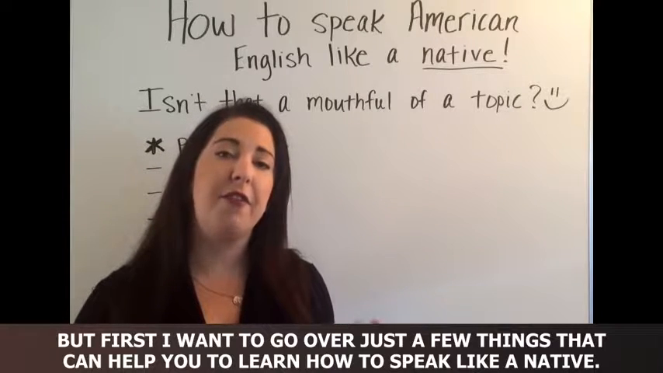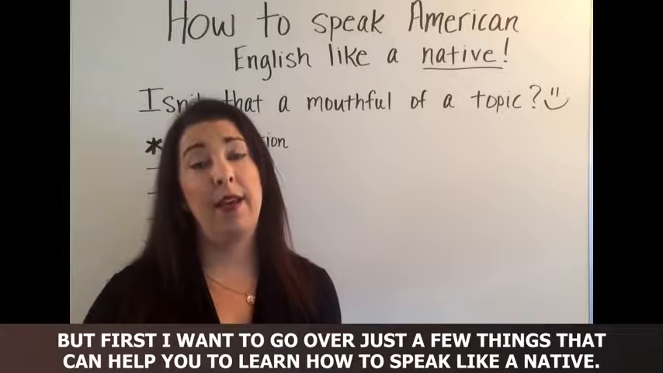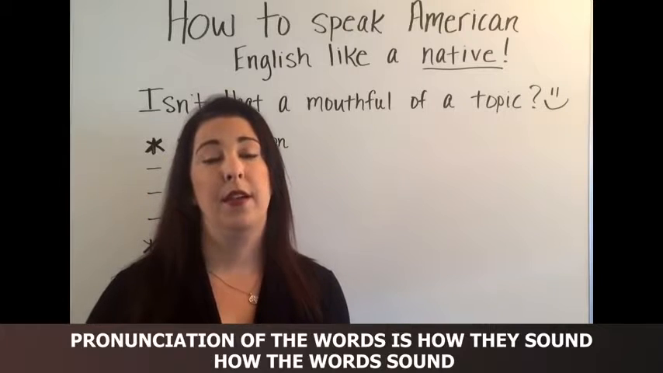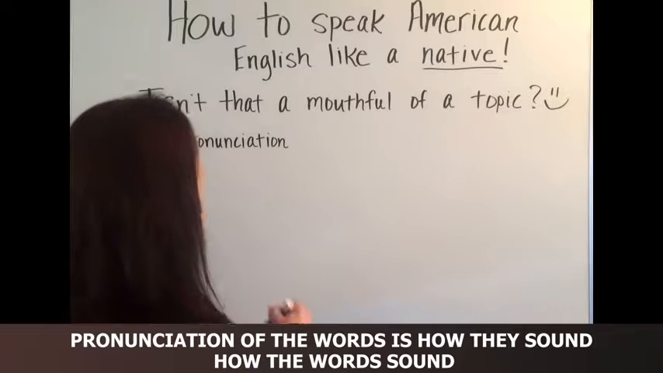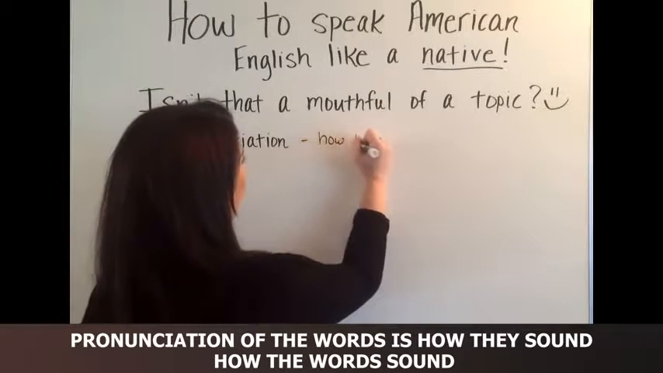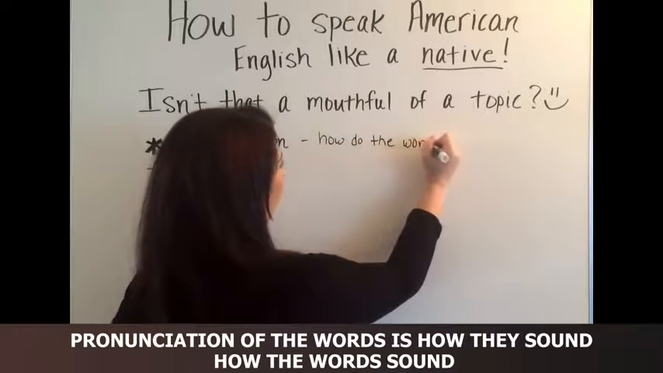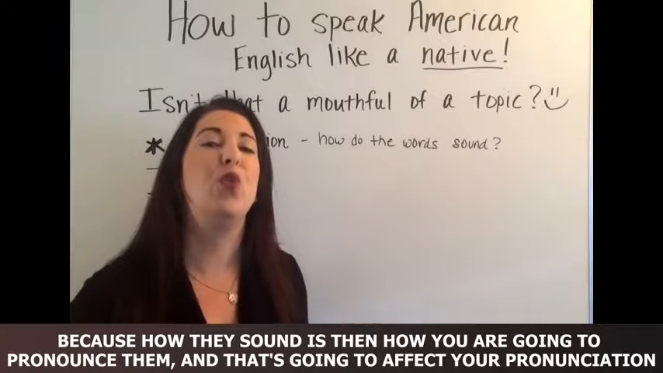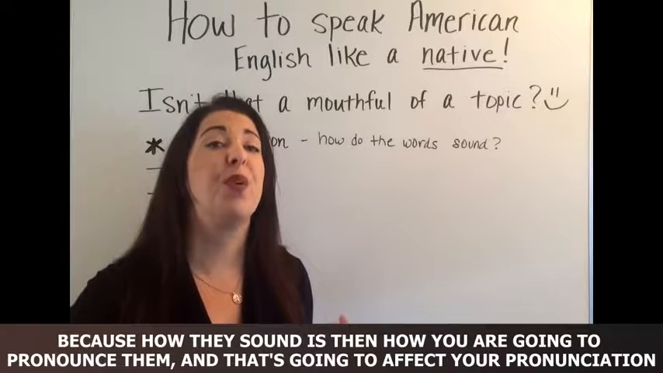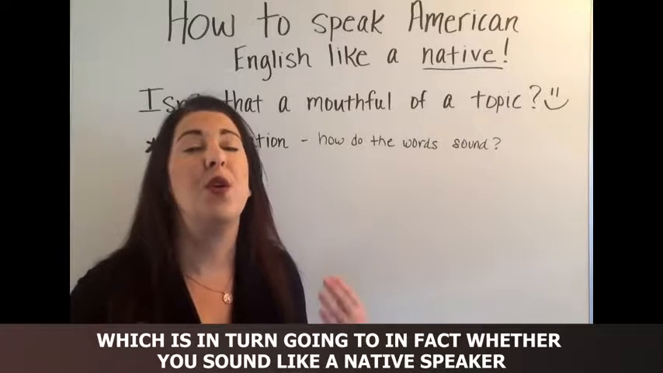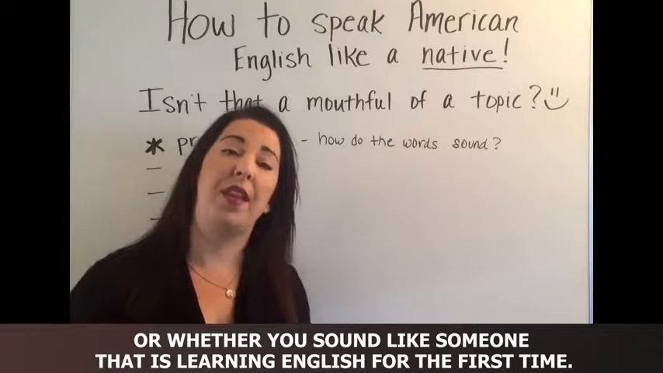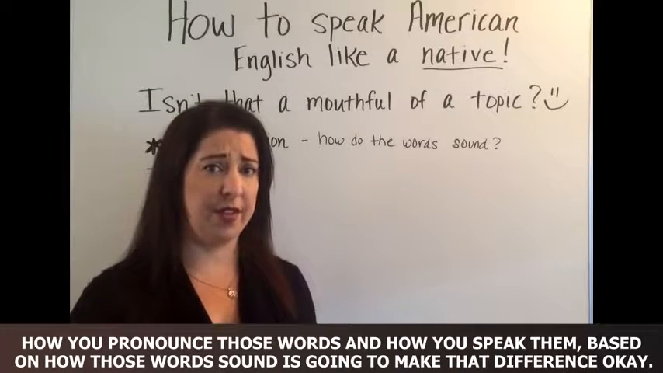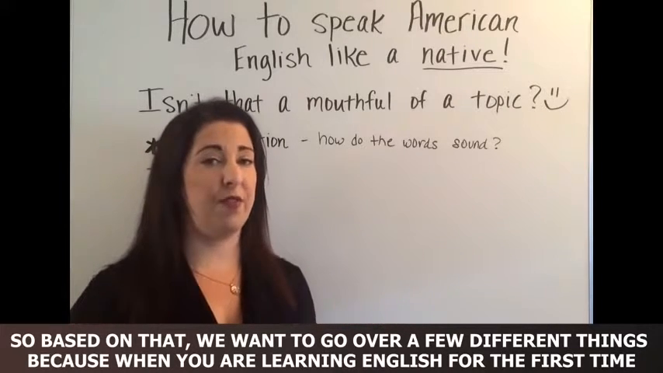But first, I want to go over just a few things that can help you to learn how to speak like a native. So for American English, one of the first things that you really need to focus on is pronunciation. Pronunciation of the words is how they sound. How do the words sound? Because how they sound is then how you are going to pronounce them. And that's going to affect your pronunciation, which is in turn going to affect whether you sound like a native speaker or whether you sound like someone that is learning English for the first time. How you pronounce those words and how you speak them based on how those words sound is going to make that difference, okay?